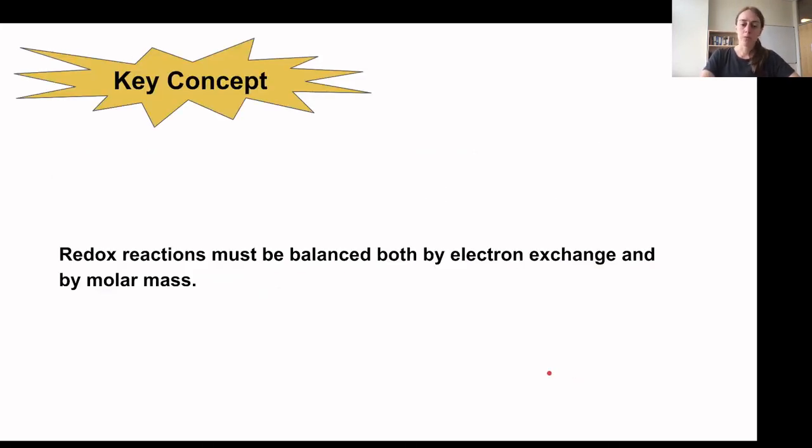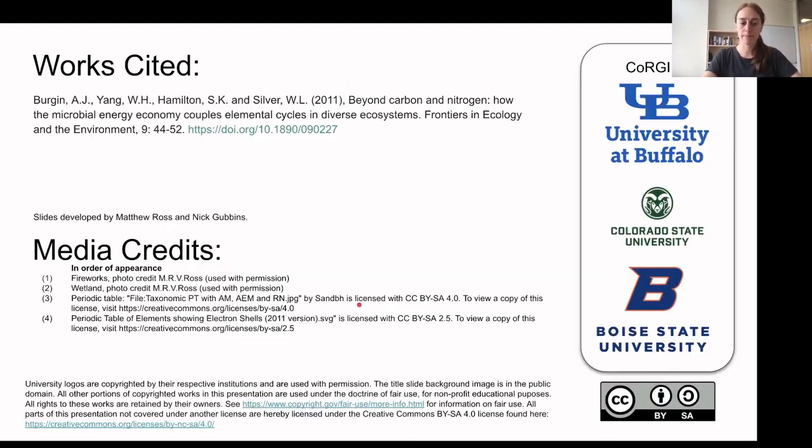Okay, so as we've walked through these extensive examples, we can take home this key concept that our redox reactions need to be balanced by electron exchange and molar mass. It's not sufficient to just balance them by molar mass. We need to make sure that our electrons are balanced too, and that allows us to identify what is being oxidized and what is being reduced in this reaction. And that is all we have for you, and we will pick it up in the next lecture.